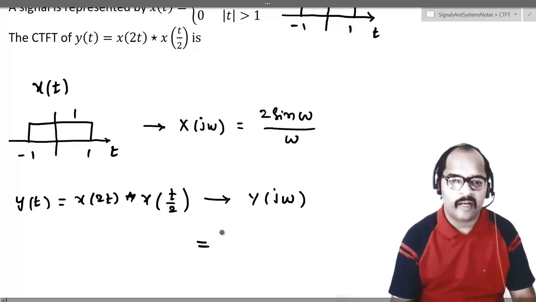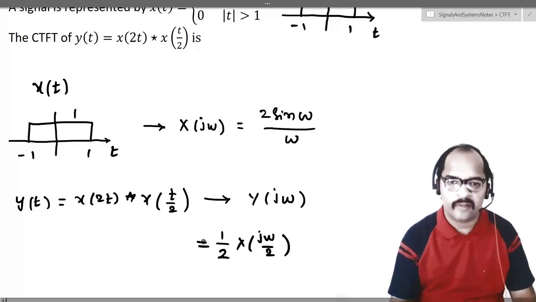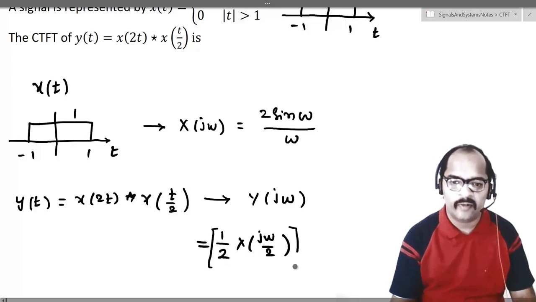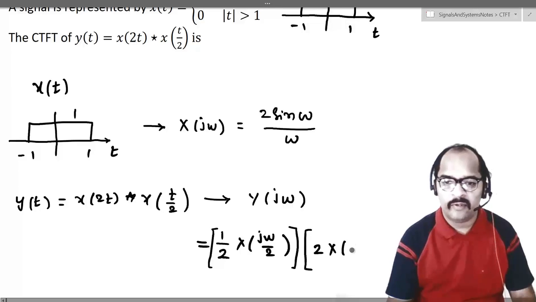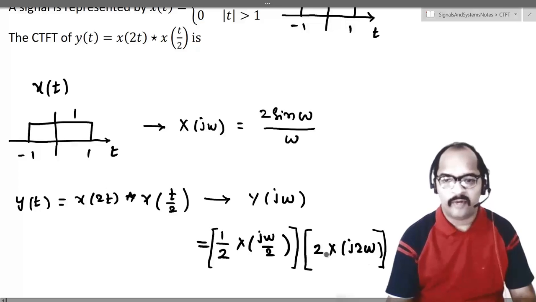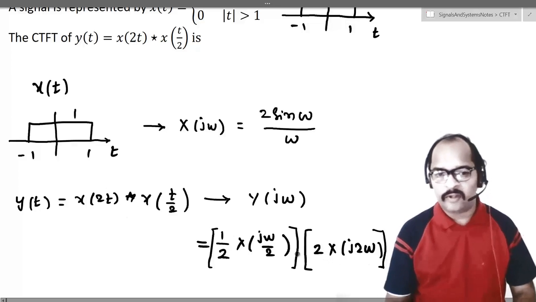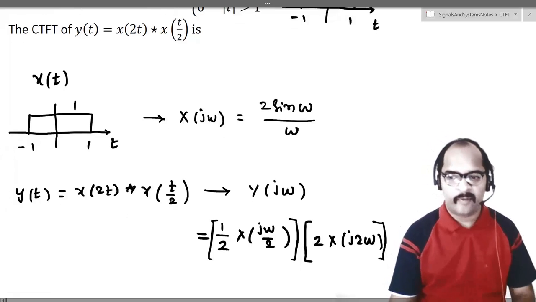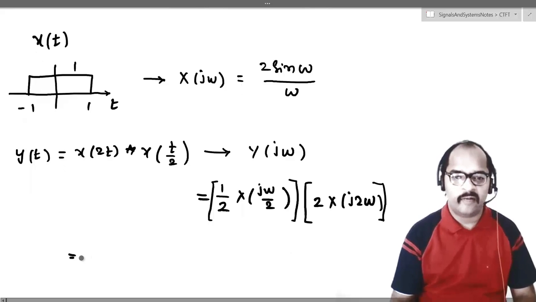So this fellow will have Y of j omega as the Fourier transform, which should be equal to: x of 2t will have 1 by 2 x of j omega by 2 as the Fourier transform, and this fellow should be multiplied with whom? x of t by 2 will have 2 times x of j 2 omega as the Fourier transform. Both involve the time scaling property, but convolution in time domain will bring in the multiplication operation.